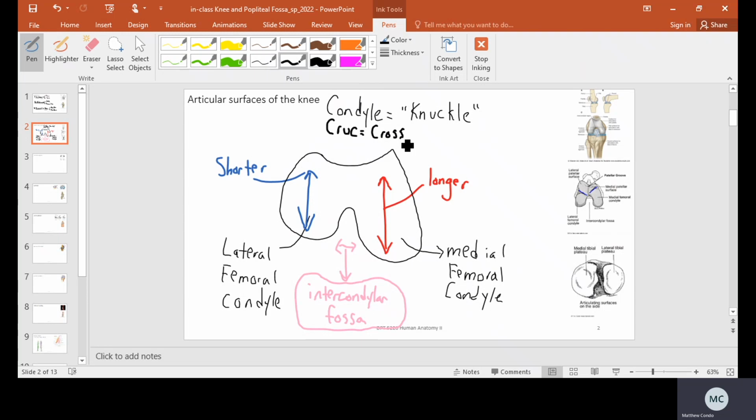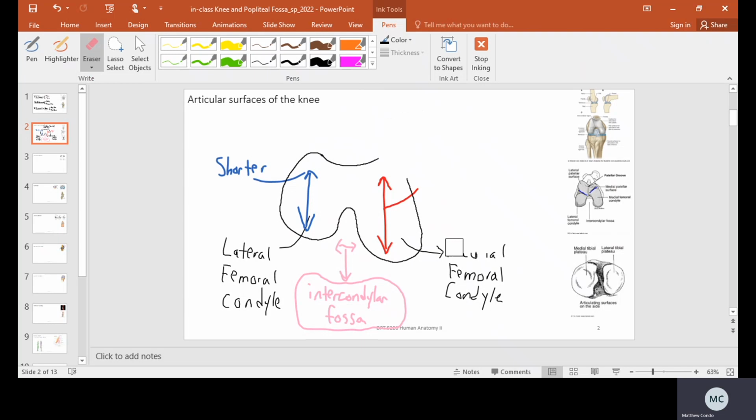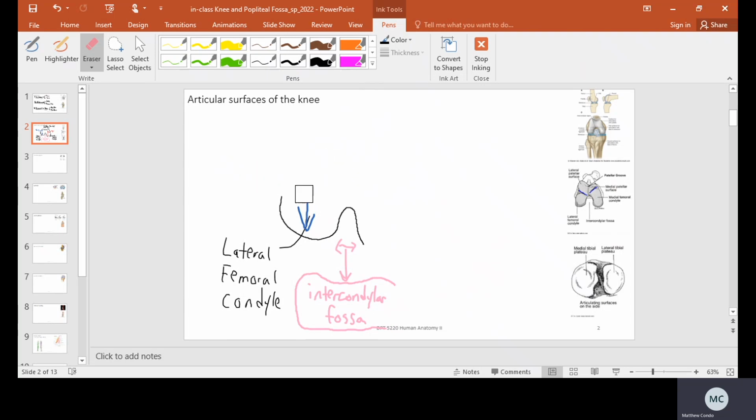All right, everybody good with this picture? Anybody not good with the picture? Okay. So the other respective part of the tibiofemoral joint, like we said, this is my femoral part that I just drew. The other part's going to be the tibial part.